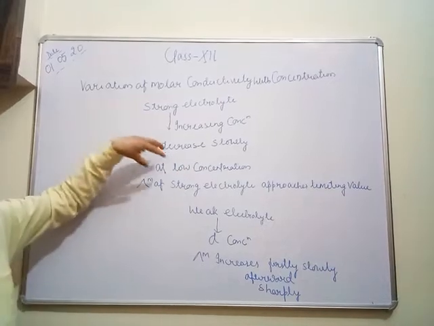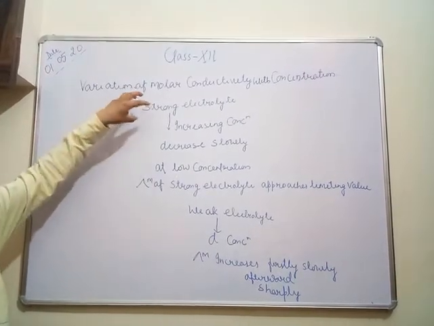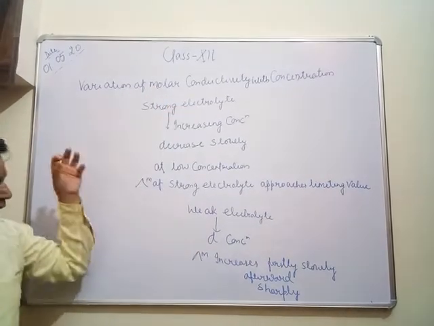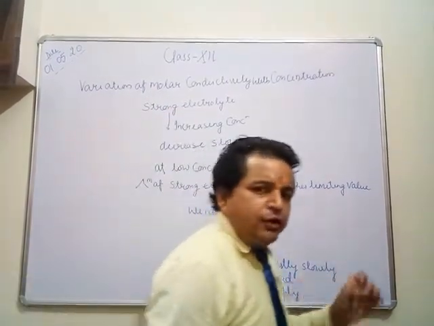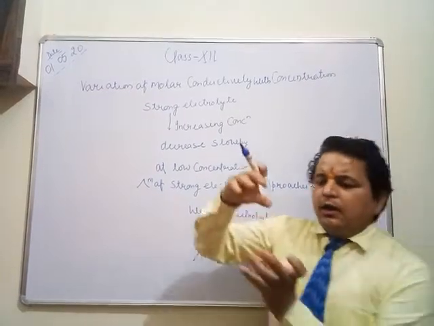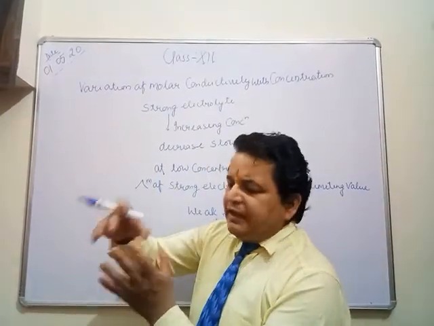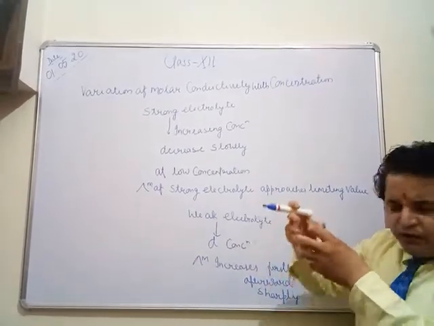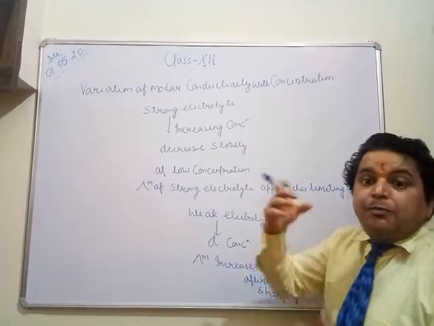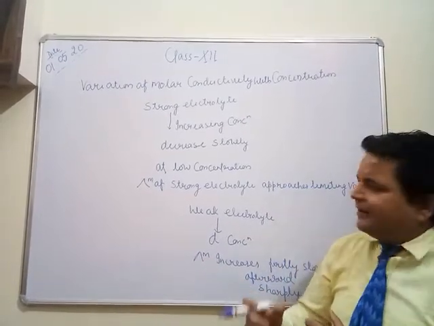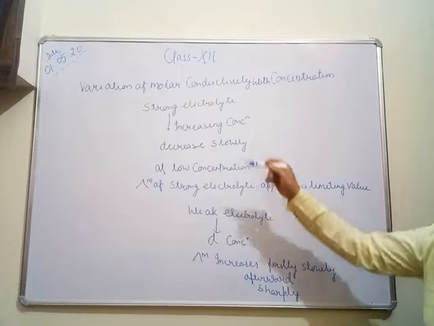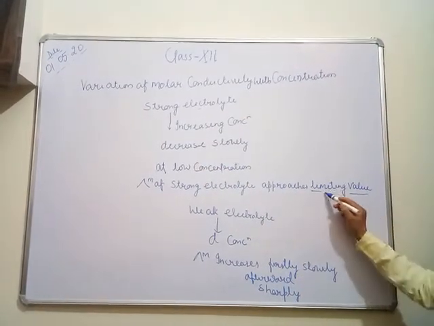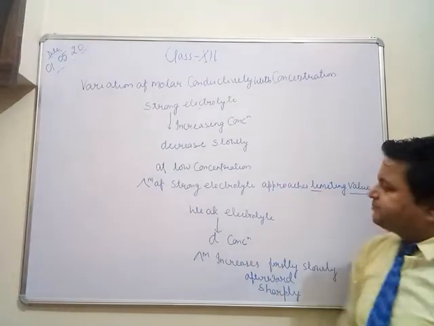While at low concentration, the molar conductivity of a strong electrolyte approaches its limiting value. Limiting value means the optimum value. When the solution is dilute, at infinite dilution, the molar conductivity of a strong electrolyte approaches its limiting value. Limiting value means its maximum value.